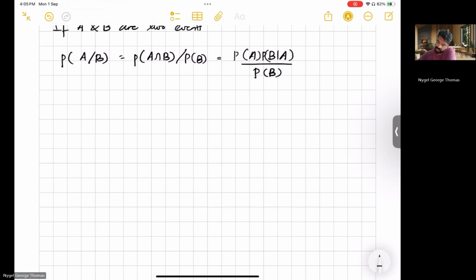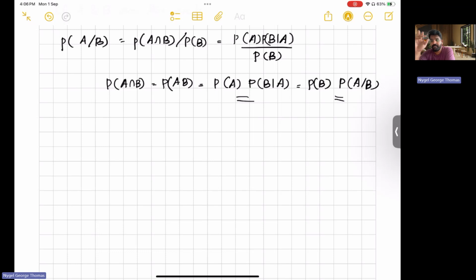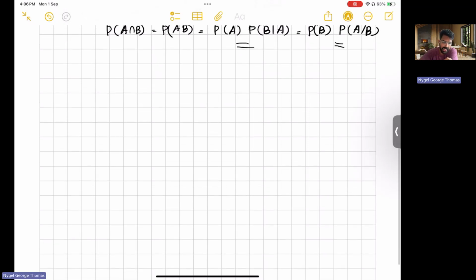One way to remember this is P of A intersection B, or sometimes it's also written as P of AB, is P of A times P of B given A, which is equal to P of B times P of A given B. So if we want to find P of A given B, we can use the conditional probability P of B given A, and P of A and P of B, to determine it. This is the basic inference. Okay.